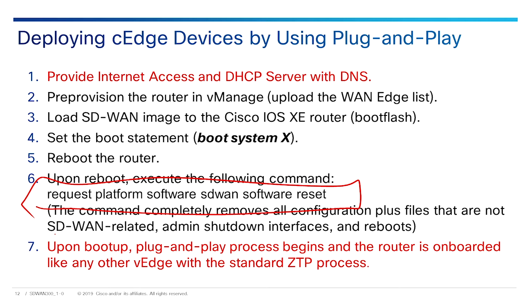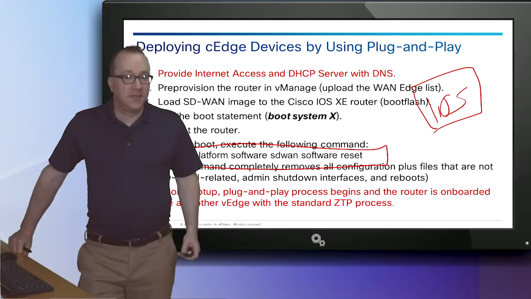And once it boots up, the plug-and-play process will start, and the router will be onboarded like any other vEdge device with the standard ZTP process. The key thing is this: the Cisco routers, when you buy a Cisco 4000 router, is going to have regular IOS on it, and we need to get the SD-WAN software on it. We can't use the IOS image to make it connect to zero-touch provisioning and then connect to vEdge. We have to actually still load the vEdge software on it.